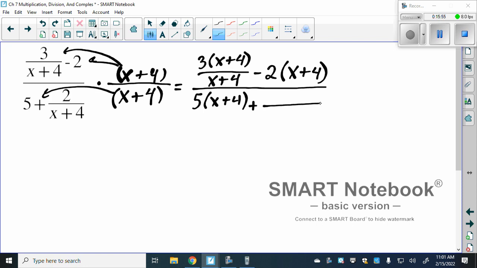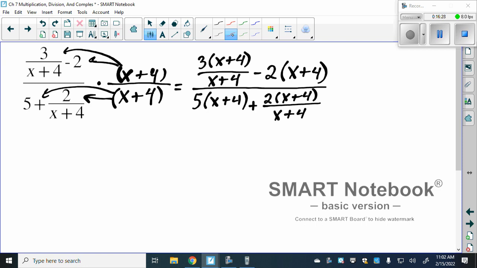plus. And again, when we multiply with fractions, we always multiply with the numerator. 2 times x plus 4 over x plus 4. Whole numbers times a fraction will multiply the whole number with the numerator. Fractions times fractions is tops and tops, bottoms and bottoms. Any questions on this here before we start simplifying?